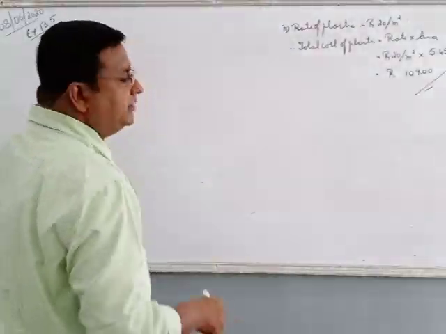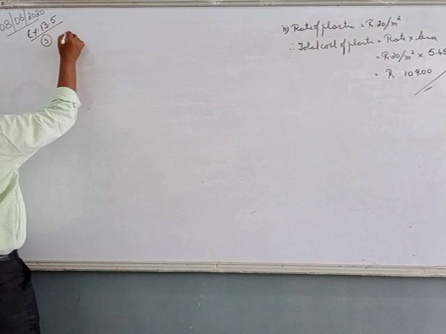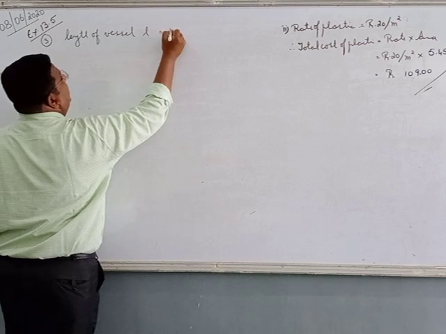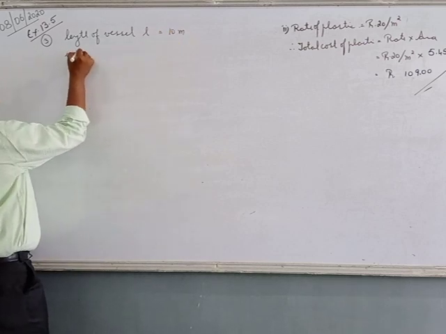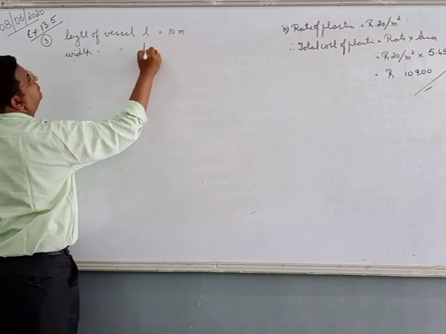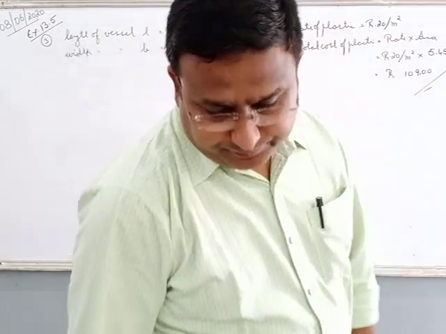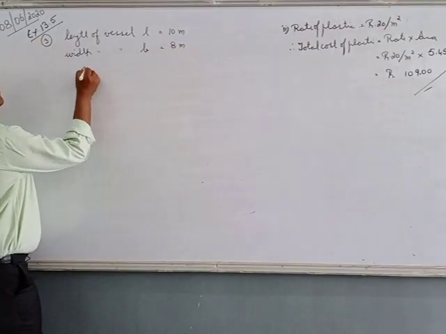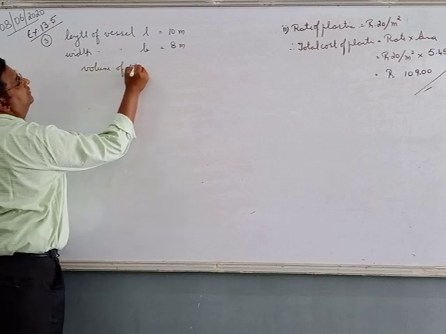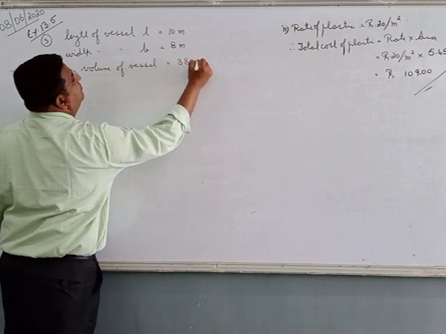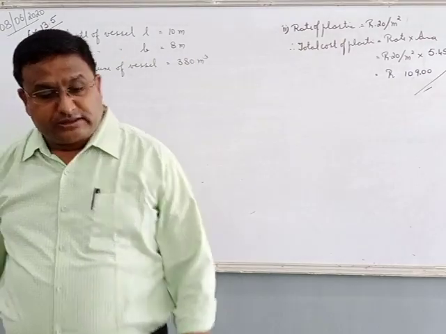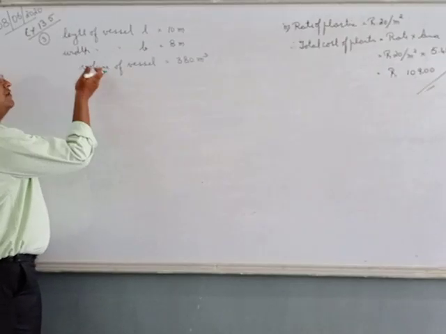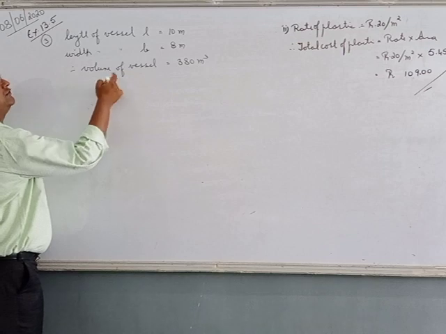A cuboidal vessel 10 meter long and 8 meter wide. Length of vessel L is 10 meter and width of vessel B equals 8 meter. Yes? Okay. And the volume is given to you. Volume of vessel 380 meter cube, that is given to us. Question says, how high must it be made? He is telling us to find the height. We know the formula for volume of vessel.